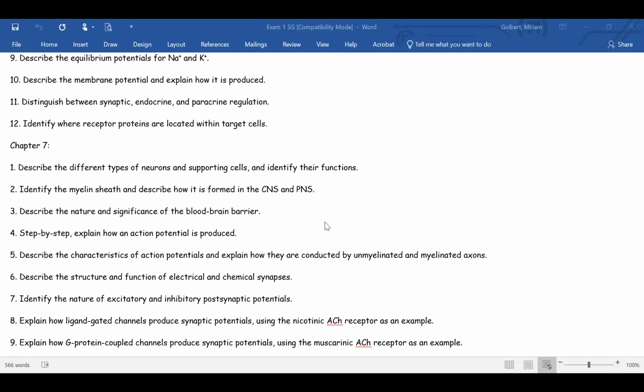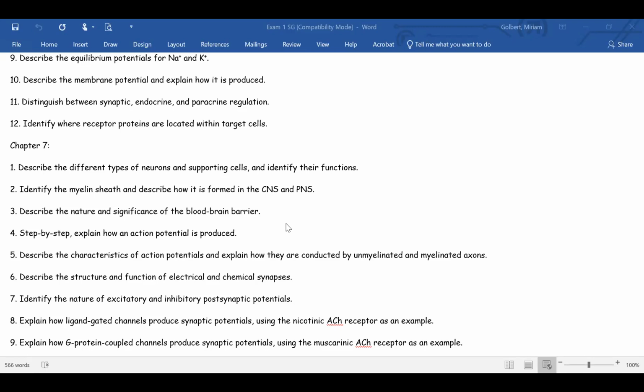This one is important, step by step, how an action potential is produced. And I mentioned this when we did this last week, that I may ask you what is an excitatory postsynaptic potential, or an inhibitory postsynaptic potential, right? So you have to know how the action potential is produced, which is that wave of depolarization traveling through an axon.